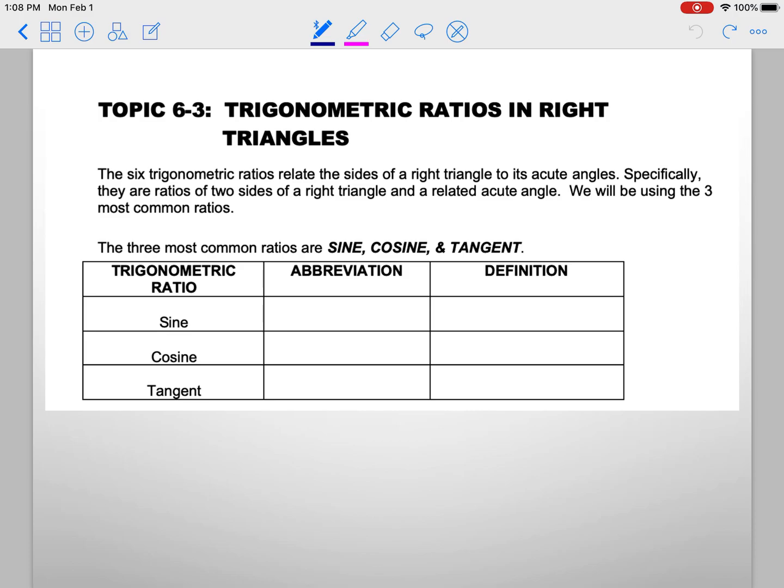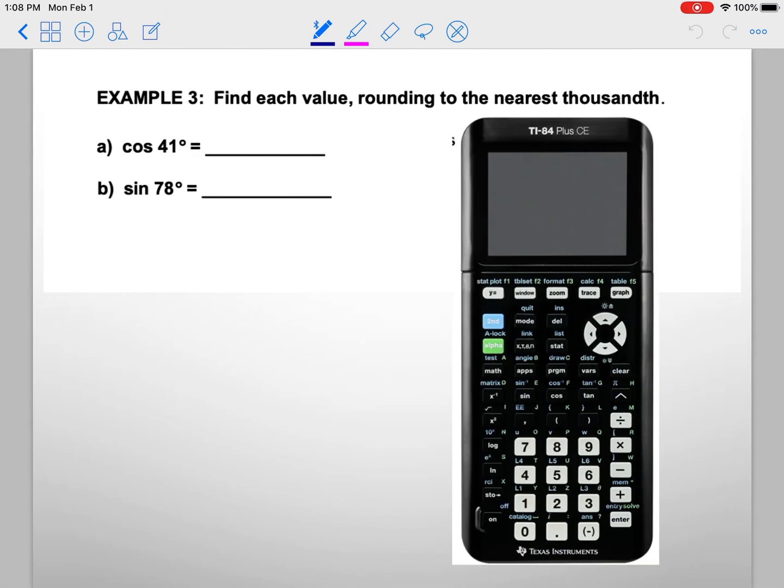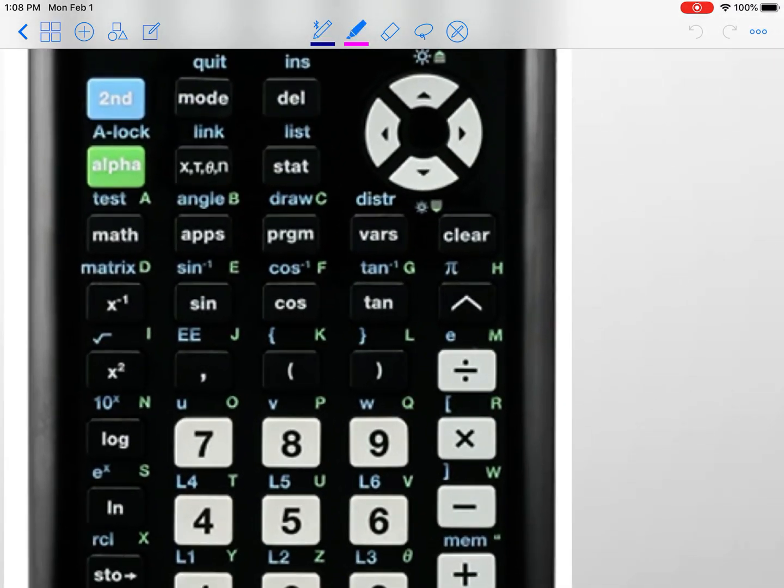So the three most common ratios are sine, cosine, and tangent. And you've probably seen those before on a calculator. I'm going to show you those really quickly. So if we look and zoom in, those are right here, sine, cosine, and tangent.